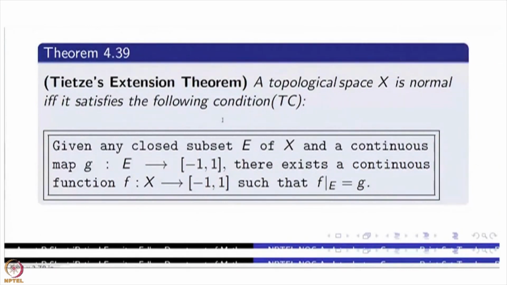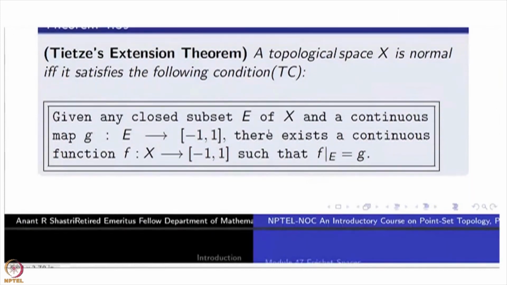So let us look at the statement here. A topological space X is normal if and only if it satisfies the following condition, which I have put as Tietze condition. So what is the condition? Given any closed subset E of X and a continuous function G from E to [-1, +1], there exists a continuous function F from X to [-1, +1] such that F restricted to E is G.